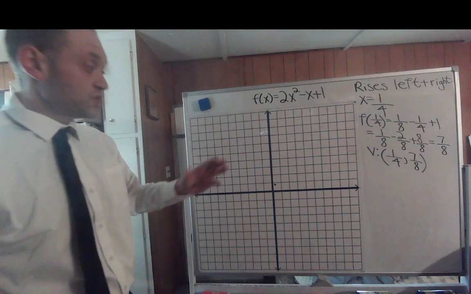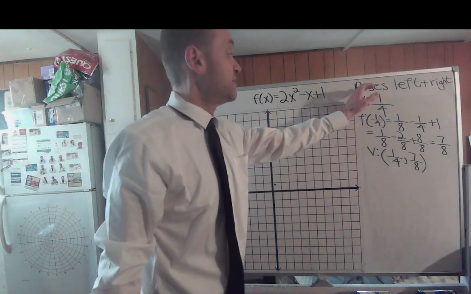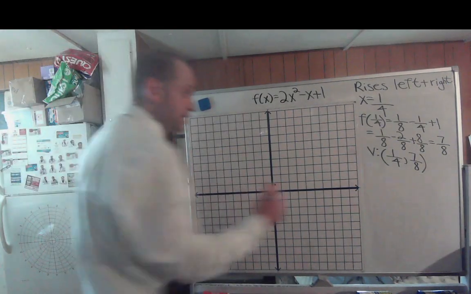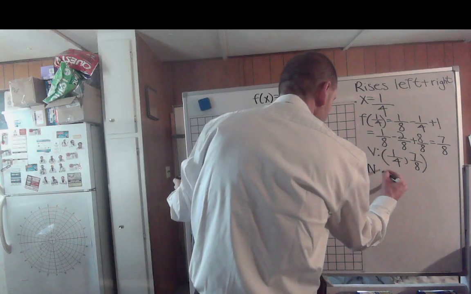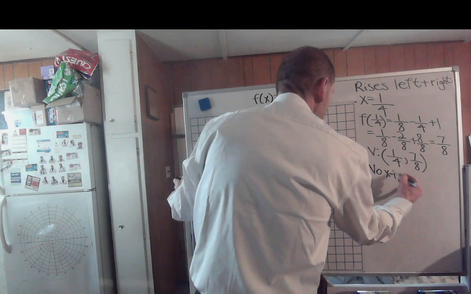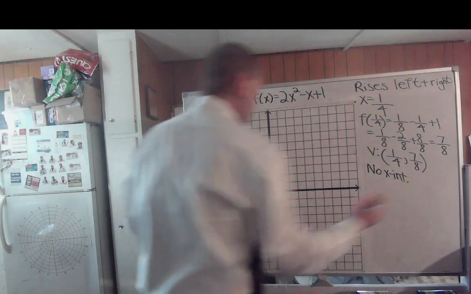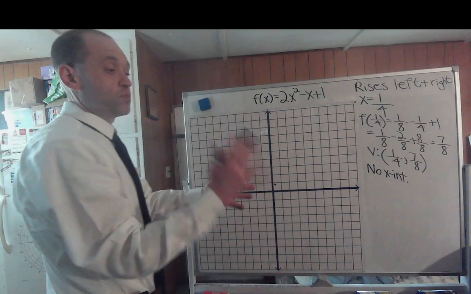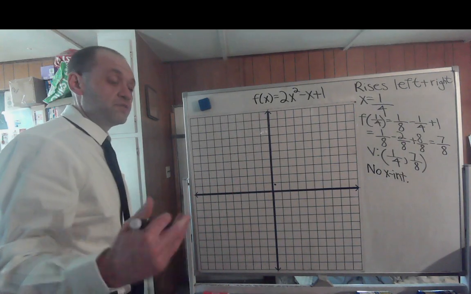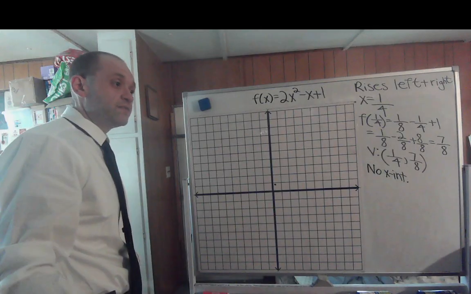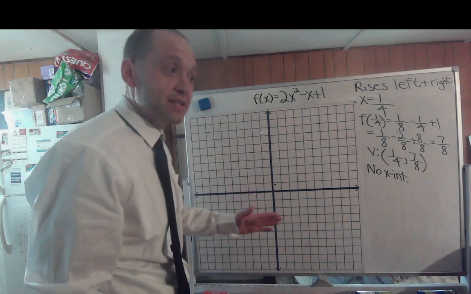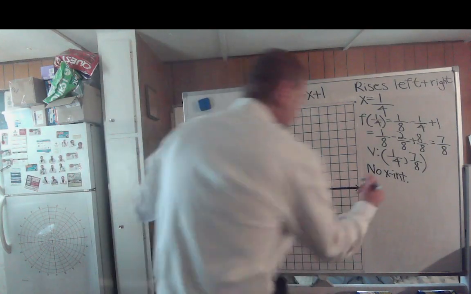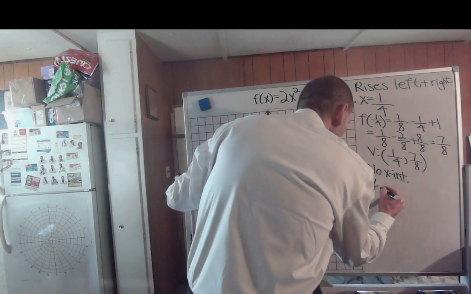Now, we know this graph rises to the left and right, and your vertex is above the x-axis. So clearly there's going to, again, be no x-intercepts. Now, had this been falling, there would be. But again, if you know your end behavior, that's why it's so important. You can save yourself the grief of trying to find x-intercepts that don't even exist. And now your y-intercept should just be 0, 1. That one should be pretty obvious.